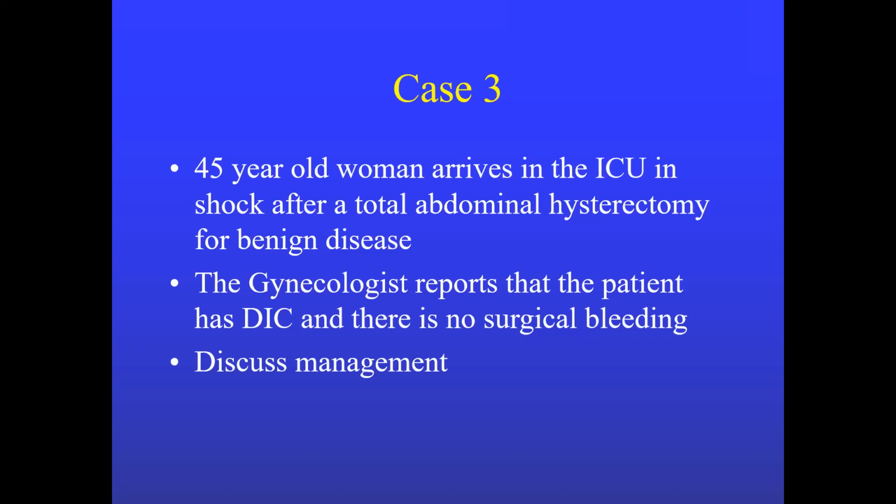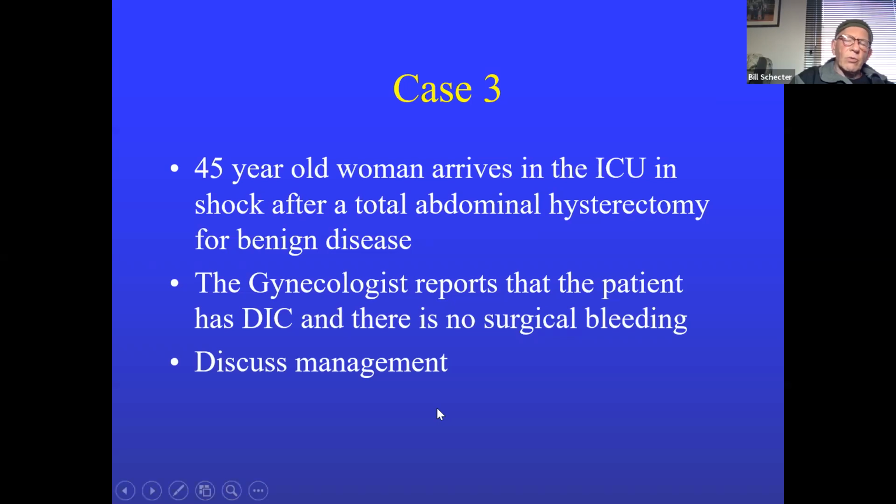Okay, a very simple problem. 45-year-old woman after an abdominal hysterectomy for benign disease. The gynecologist said the patient has DIC, she's bleeding, the patient's in shock. What do you want to do? This is not nuclear physics, guys. Somebody answer the question. From the chat box, go back into the operating room. Okay, well, the gynecologist is saying, well, right now the blood pressure is 50. The gynecologist is saying that she has DIC. You're a resident.